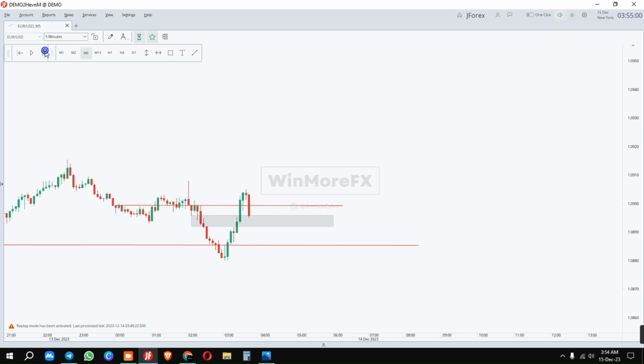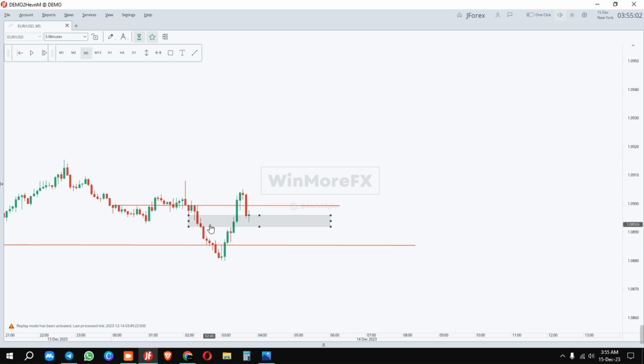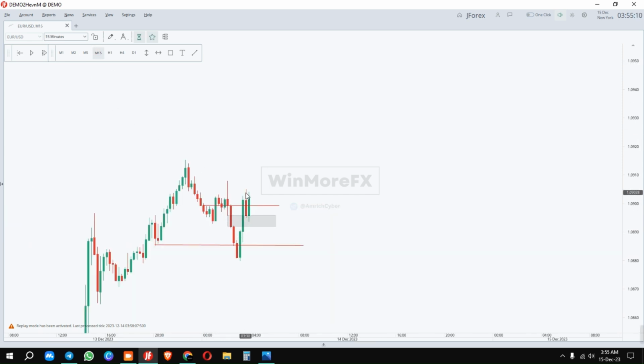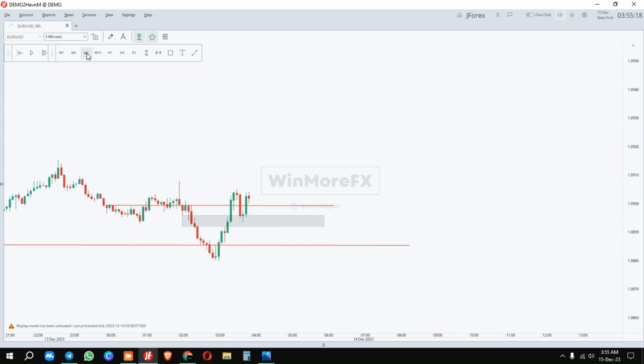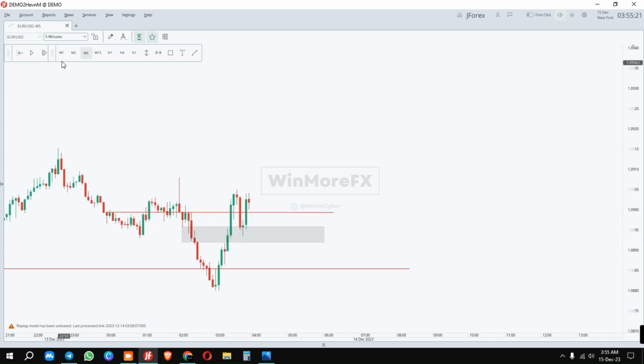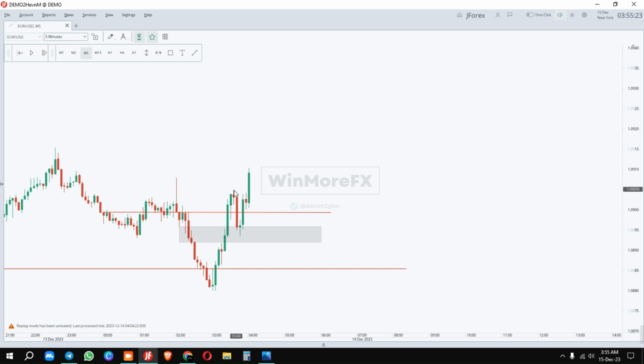So you can look for the entry on the 5 minutes. You see, it came to tap the fair value gap. This is what is called an inverse fair value gap. When price breaks a fair value gap and then later returns to that fair value gap, it's called an inverse fair value gap. You can use this type of fair value gap as an entry, or you could just wait for price to break this swing high and use this other block as an entry.